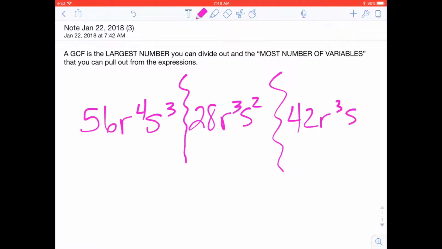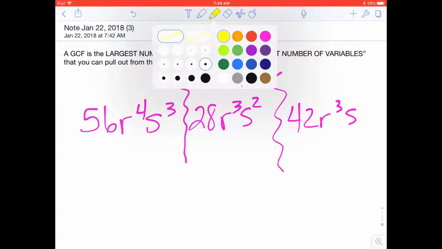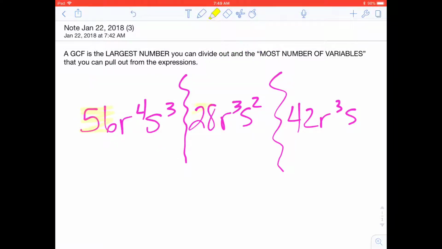So you have three numbers that we're looking at. We are looking at 56, 28, and 42. You're going to have to go back and think about dividing, or factors in this case, of what numbers go into 56, 28, and 42. But what is the biggest number that goes into each one of these three numbers? You're going to have to maybe do some guessing and checking here.